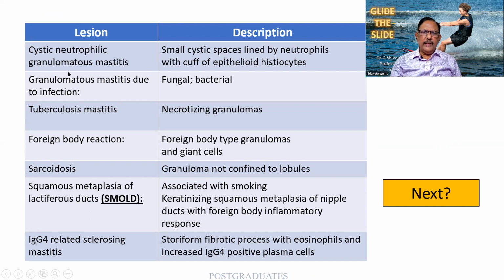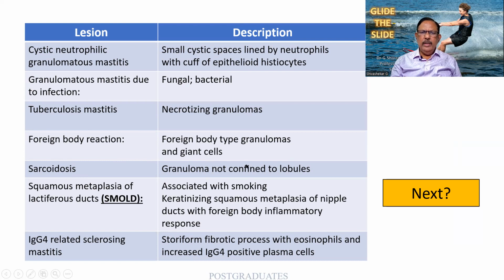And this is the differential diagnosis. Cystic neutrophilic granulomatous mastitis: small cystic spaces with neutrophils. Granulomatous mastitis due to infection: we should be able to identify the fungi or the bacteria, that is the etiology of it. Tuberculous: necrotizing granuloma as at first stage. Foreign body granuloma will be having the foreign body type of giant cells.